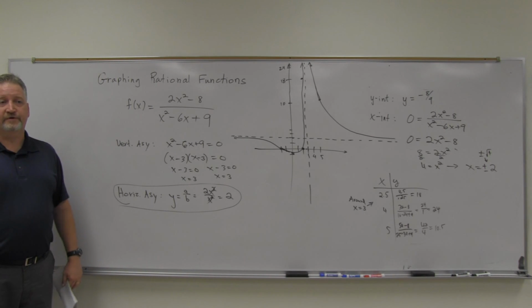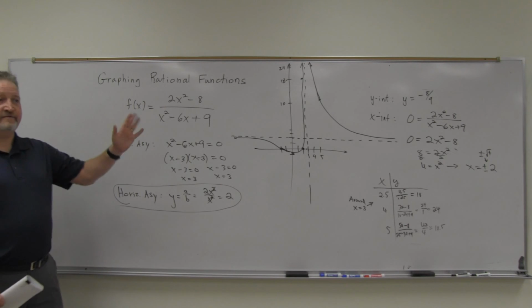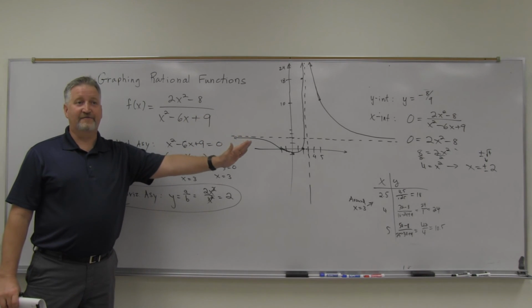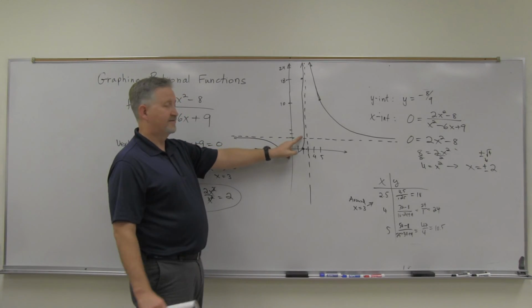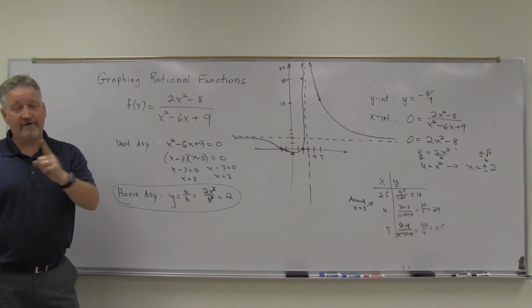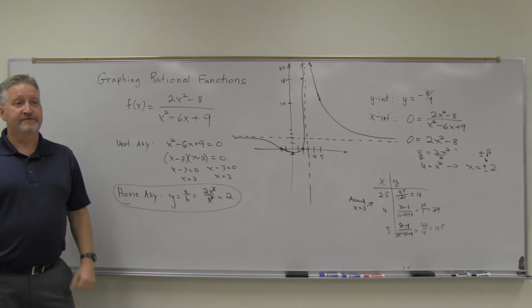It's just the way the points worked out. And notice once again, I didn't cross the vertical asymptote, but did I cross the horizontal? Yep, right there, I crossed the horizontal. So you can cross the horizontal asymptote. You just can't cross the vertical.